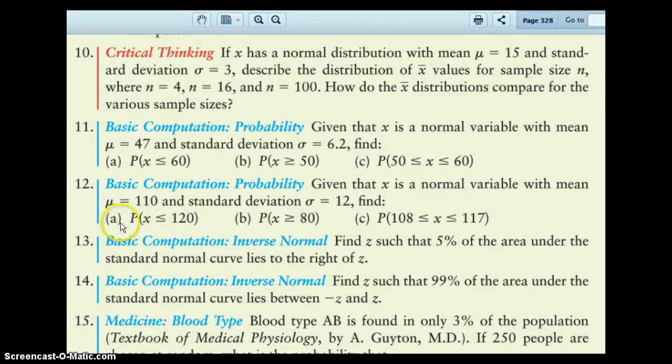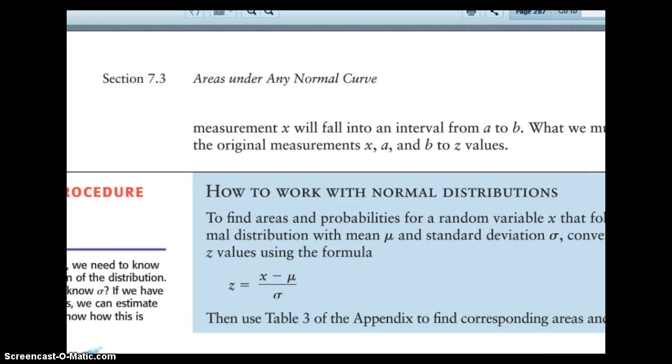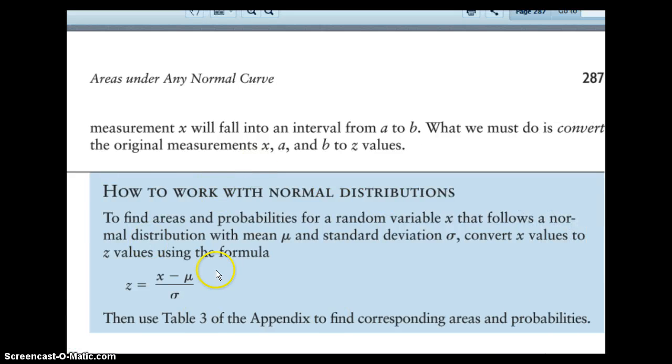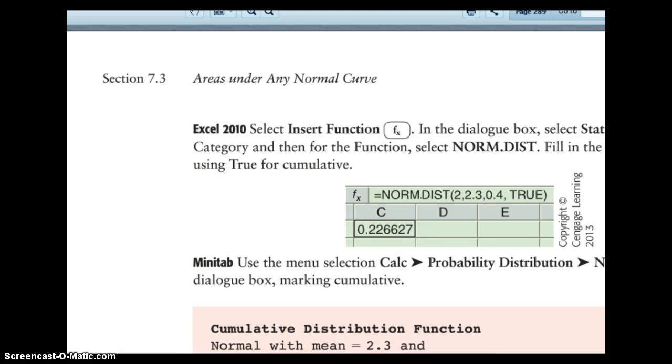You need to find the probabilities for all 3 parts here, A, B, and C. And if you look at page 287, it discusses how to work with normal distributions when you know the mean and the standard deviation, how you can convert to a z-value, and then you can use table 3 in the back of the book to look up the probabilities. Or you can also do them in Excel, and on page 289 it discusses how to use Excel.